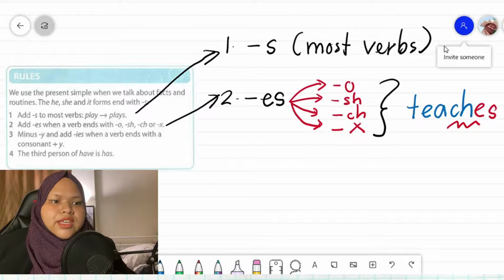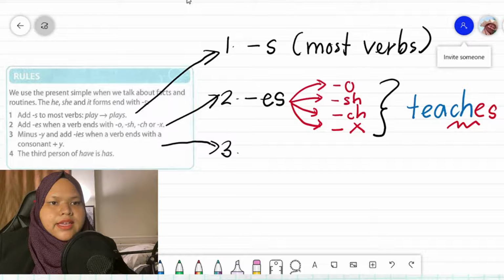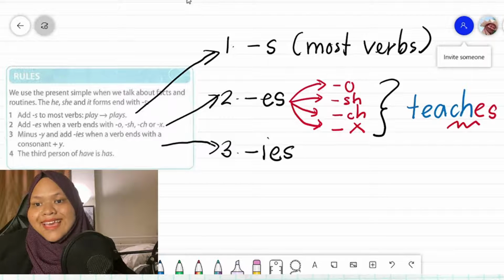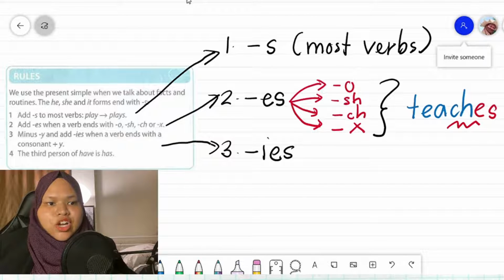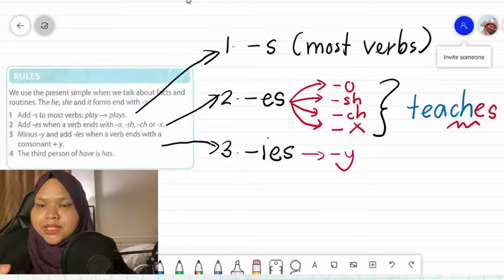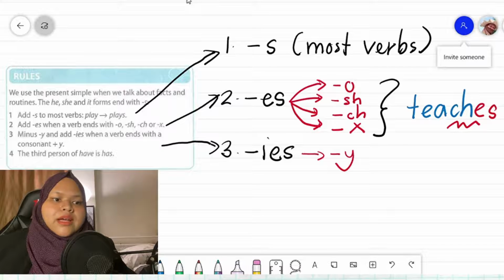Right, rule number 3, syarat yang ketiga. Okay, rule number 3. We add IES. This time ada I pula. Bila nak tambah I ni, IES, the rule is you minus Y and add IES when a verb ends with a consonant Y. Okay, so ini bila verb itu berakhir dengan consonant Y, baru you tambah IES. Tapi bukan tambah saja, you mesti minus. Potong Y ni, lepas tu tambah IES.